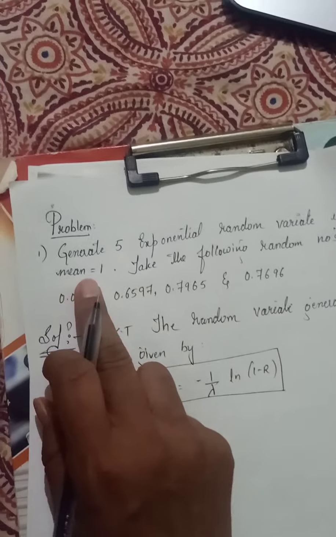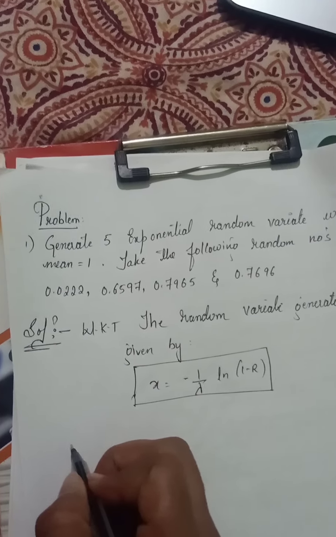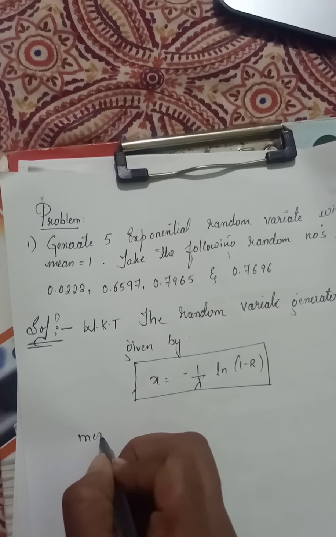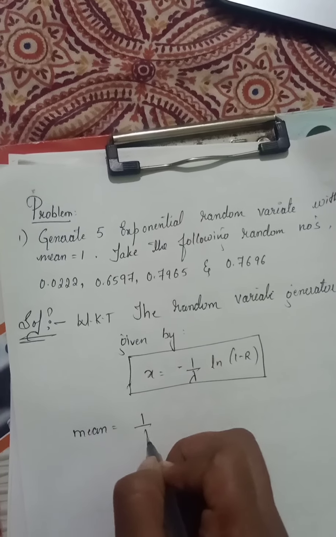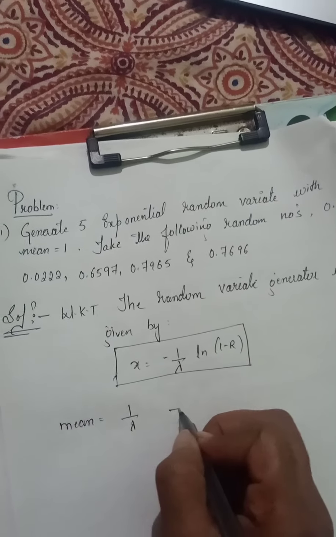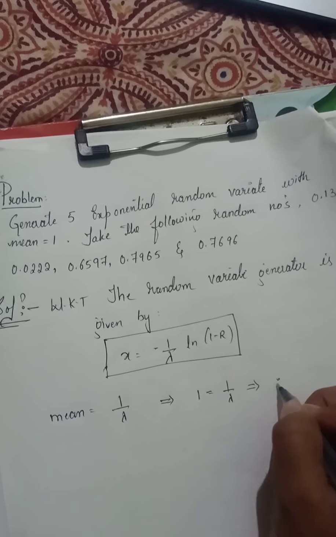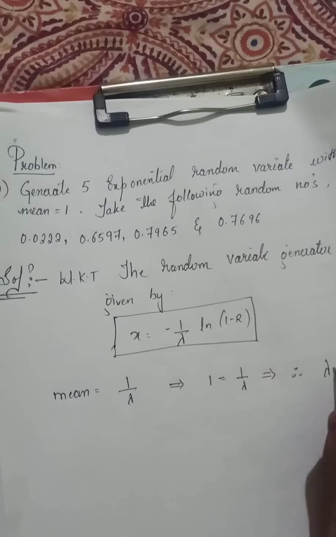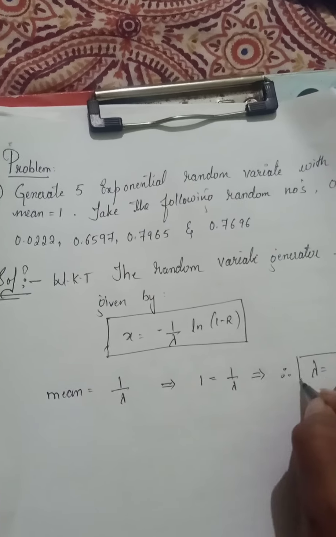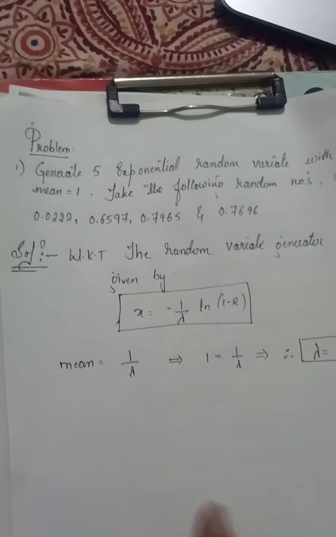Now what they had given? The mean. Mean in the exponential is nothing but 1/λ. They had already given the mean value as 1, so 1 = 1/λ. So what I get here is λ = 1. Okay, so how many do I need to find?